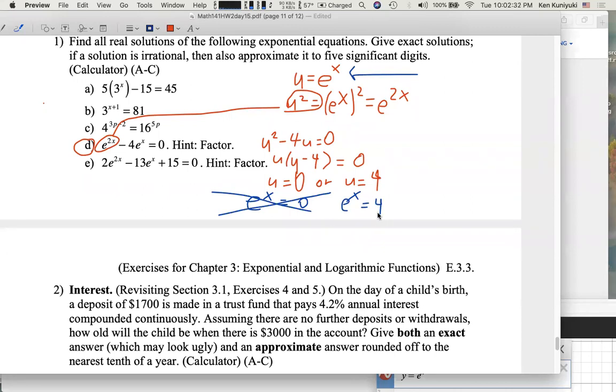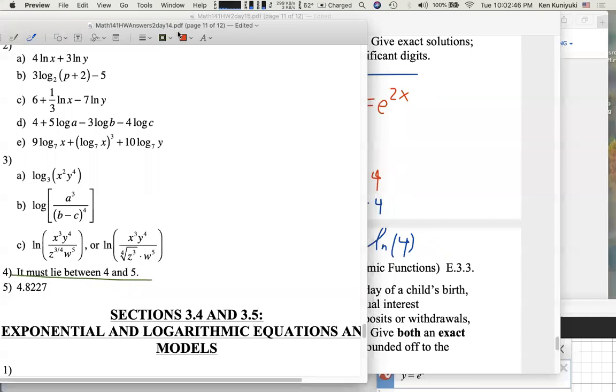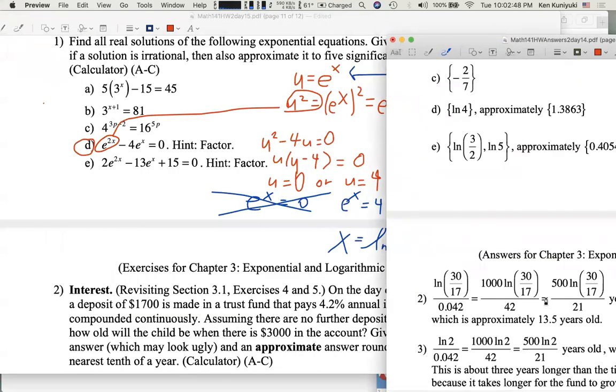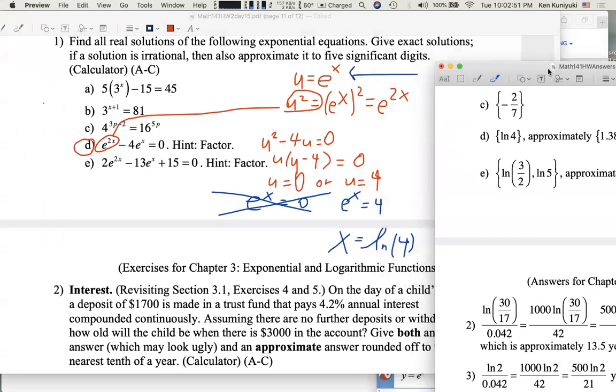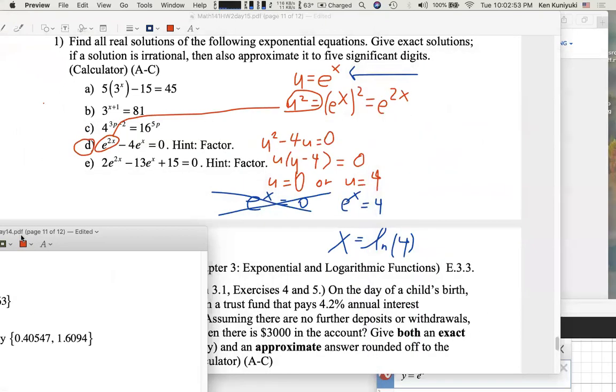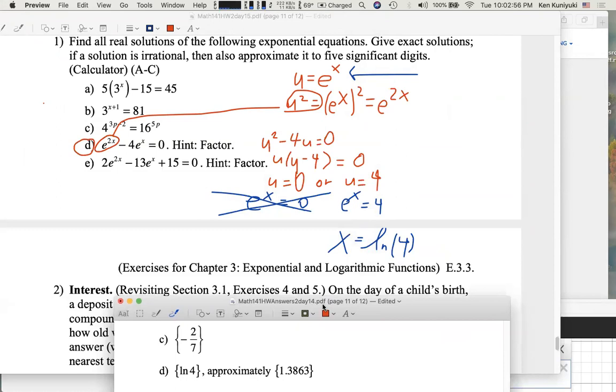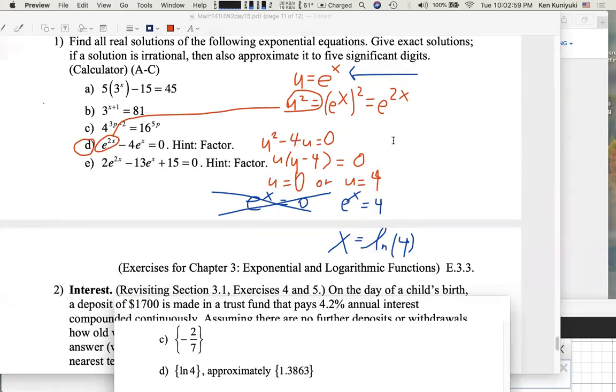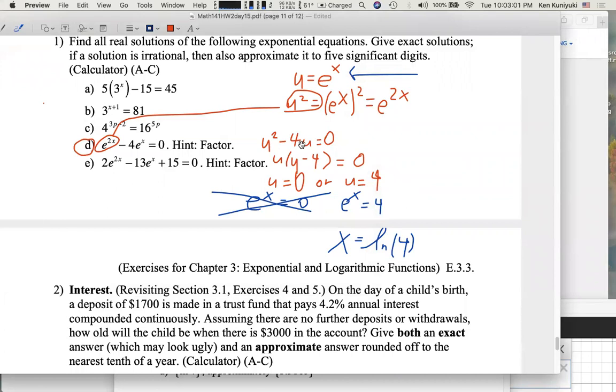You take natural log of both sides. So you get x equals ln of 4. And you put that in the solution set. Over here, ln of 4, which is approximately that. So you don't have to square it because of the u squared. Bear in mind, e to the 2x is u squared, and you're factoring. So after this point, there are no more squares.